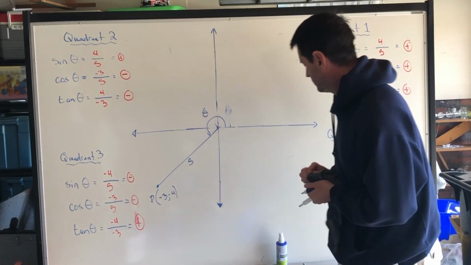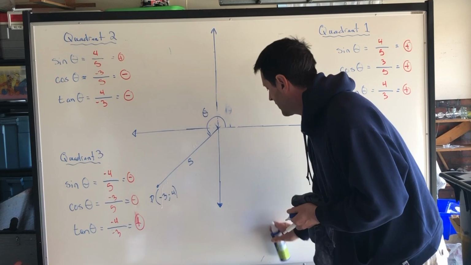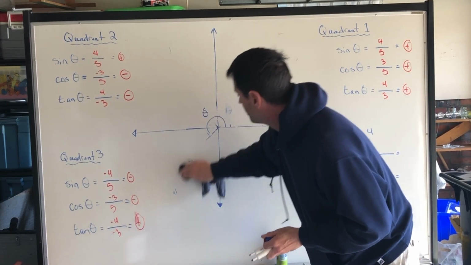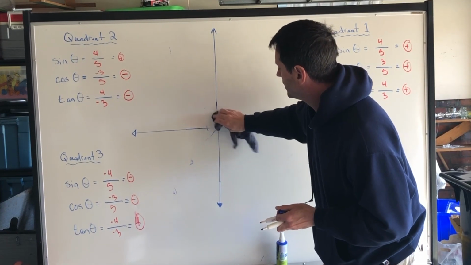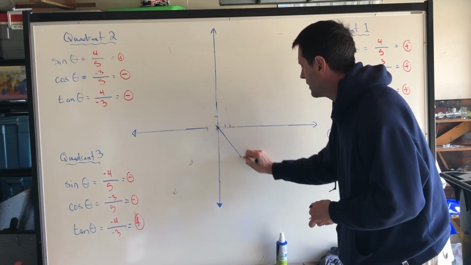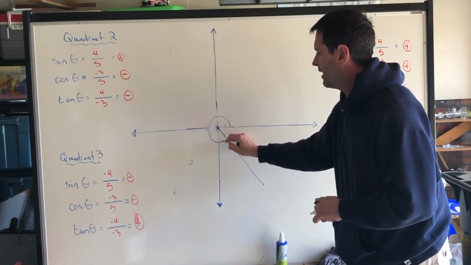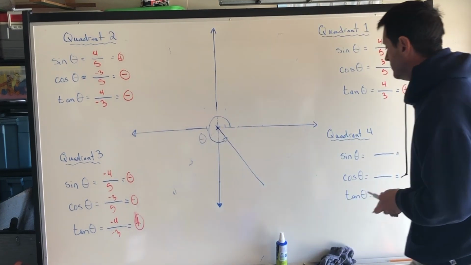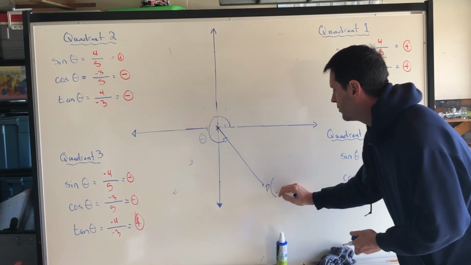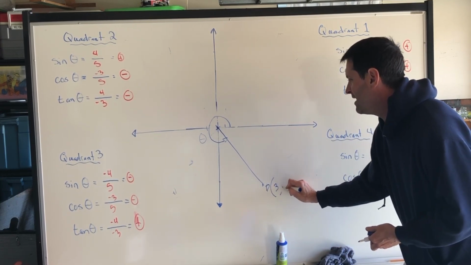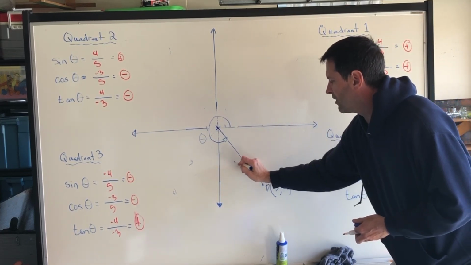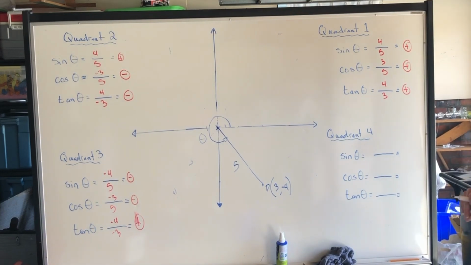And lastly, we'll reflect this terminal arm through the y-axis again. So now it'll be in quadrant 4. For that angle in standard position, we have our point P, which is at positive 3 and negative 4. And the value of R is once again 5.